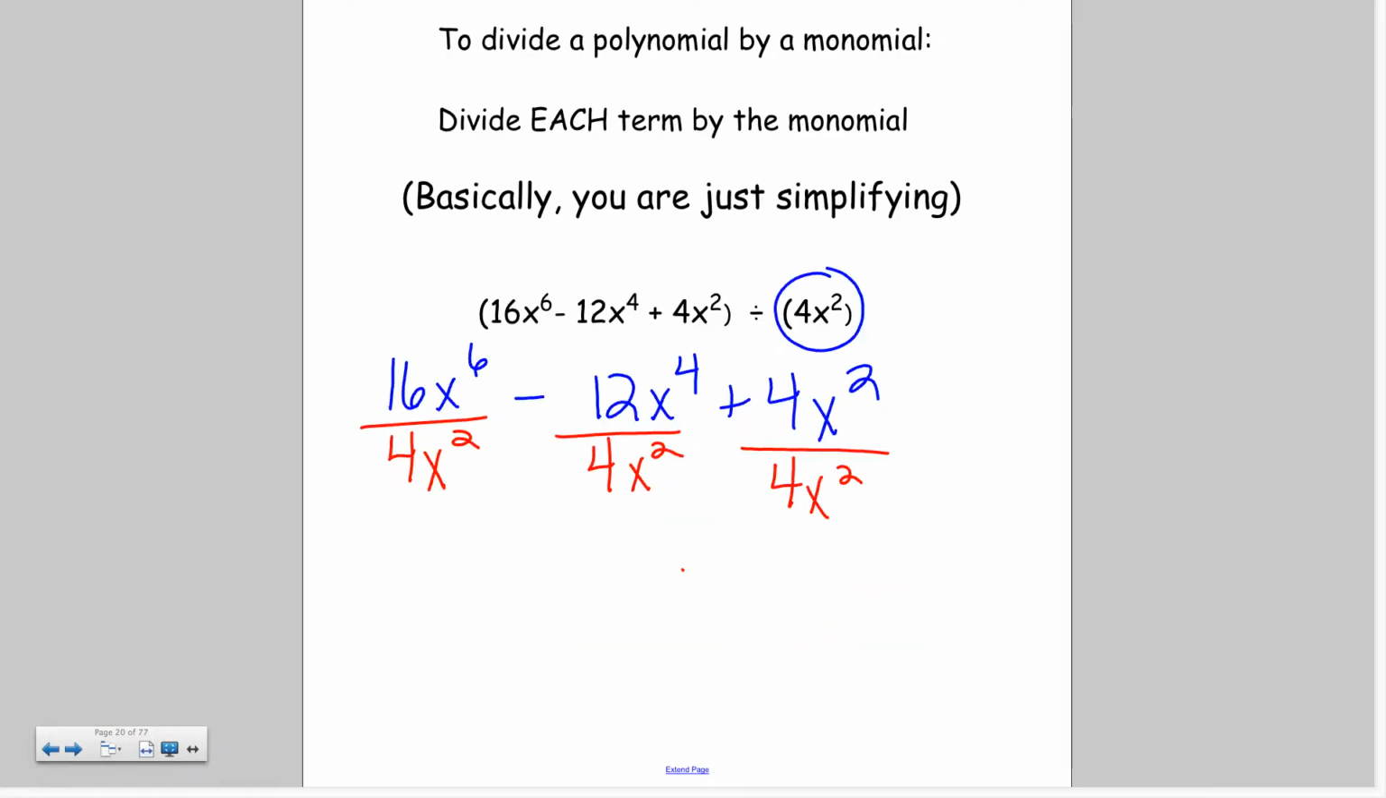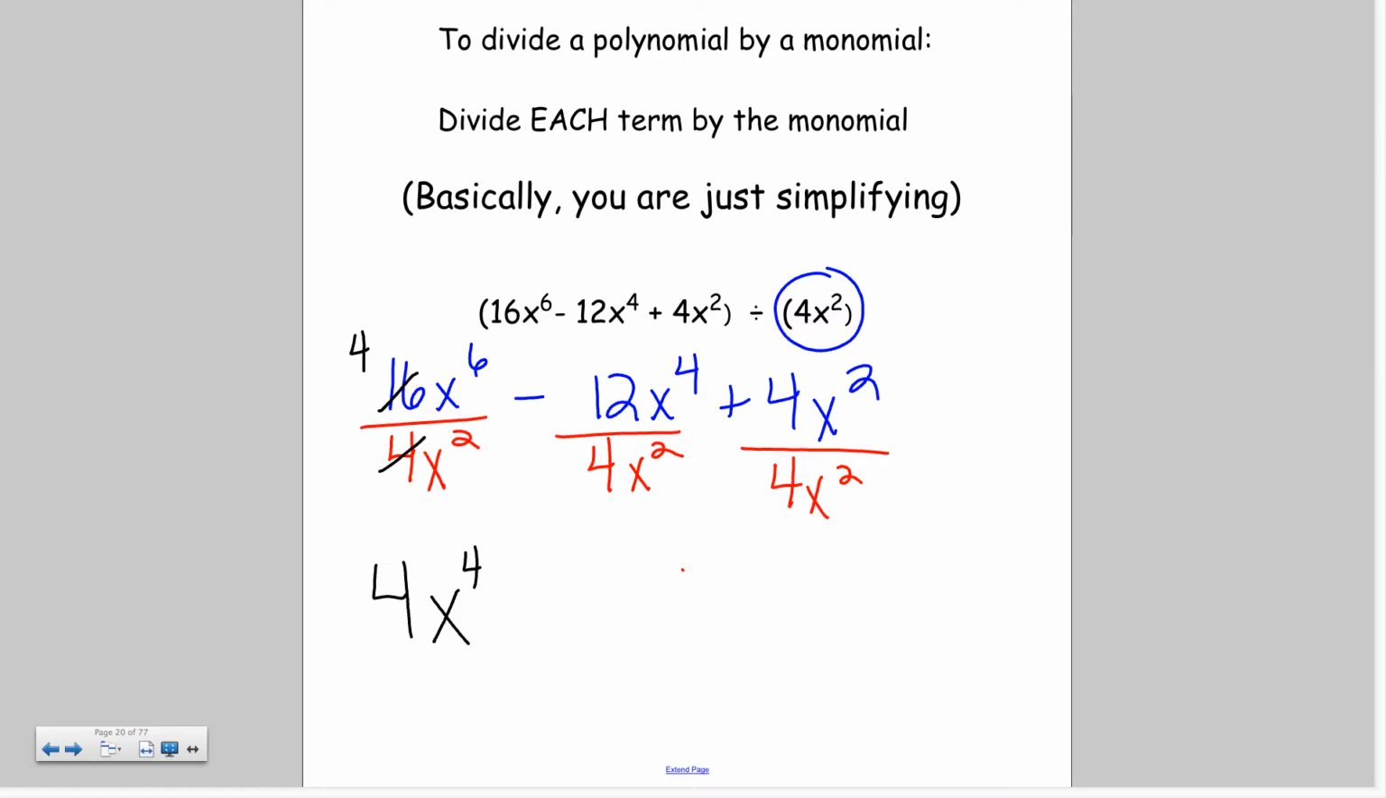Alright, so now here comes my rules of exponents. I'm going to look at each piece individually. So the first one, I've got 16x to the 6 over 4x squared. I'm going to divide 16 divided by 4, which is 4. So 4 can go into 16 4 times. Now I've got x to the 6th over x squared. Rules of exponents, quotient rule, 6 minus 2 is 4. So x to the 4th. It's positive, so it stays up top.